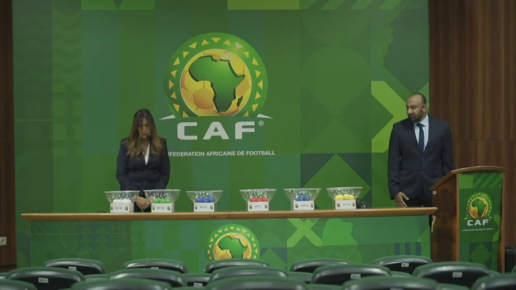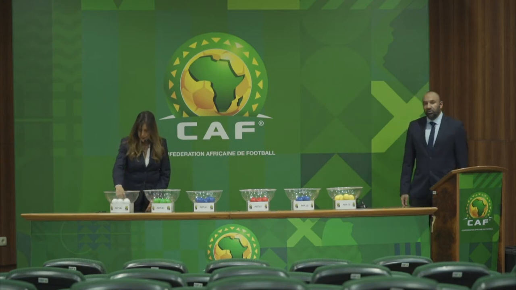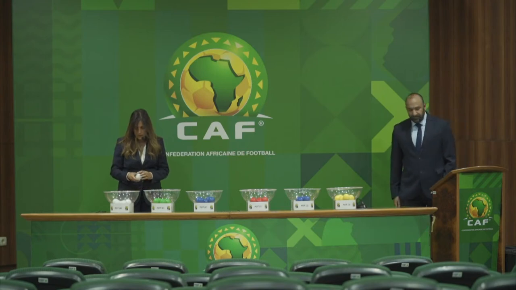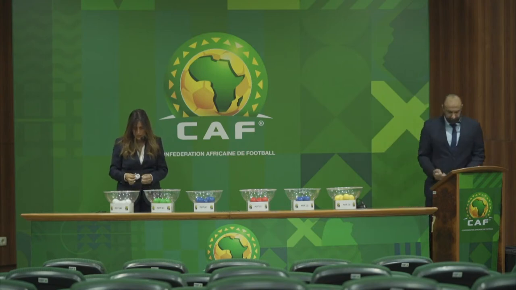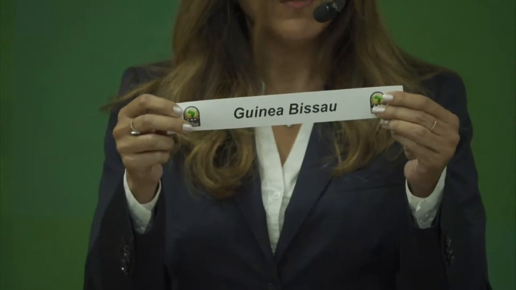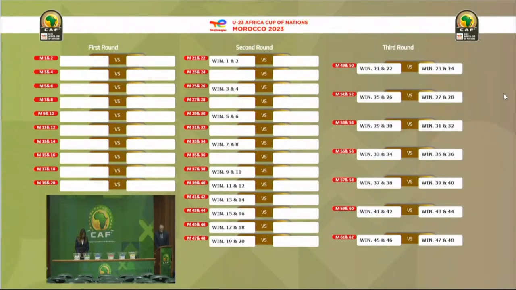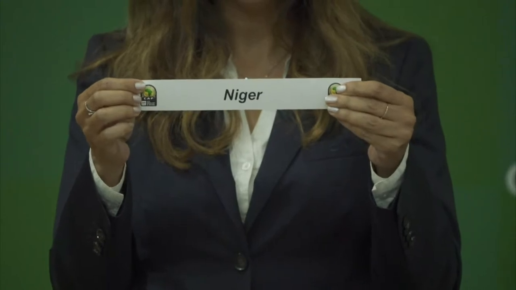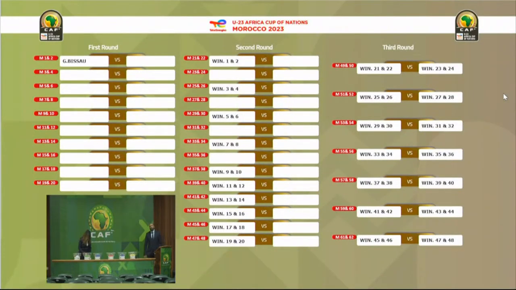I will be assisted by Yasmin. We will start by taking two balls from pot A who will play against each other. And the team drawn first plays always the first match at home. Guinea-Bissau. Guinea-Bissau will play match one and two. And the opponent will be Niger. Guinea-Bissau will play against Niger. The first leg will be played in Guinea-Bissau, and the second leg will be played in Niger. As I said, always the team drawn first will play the first match at home.